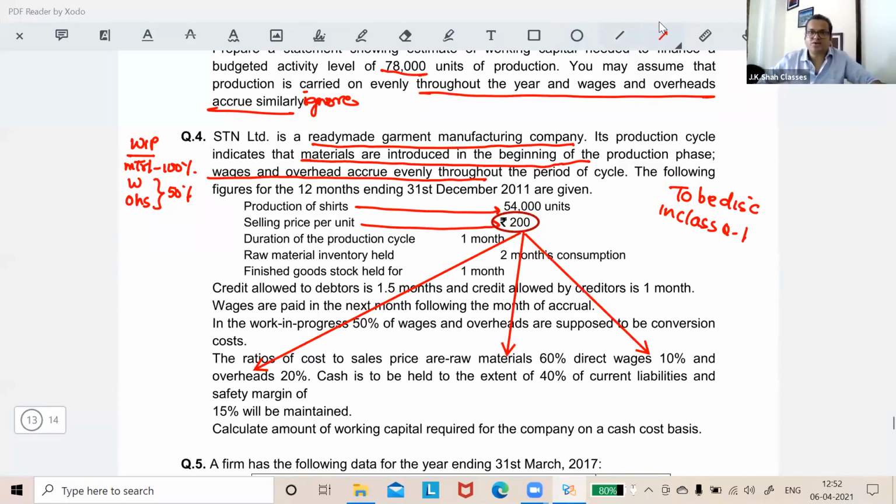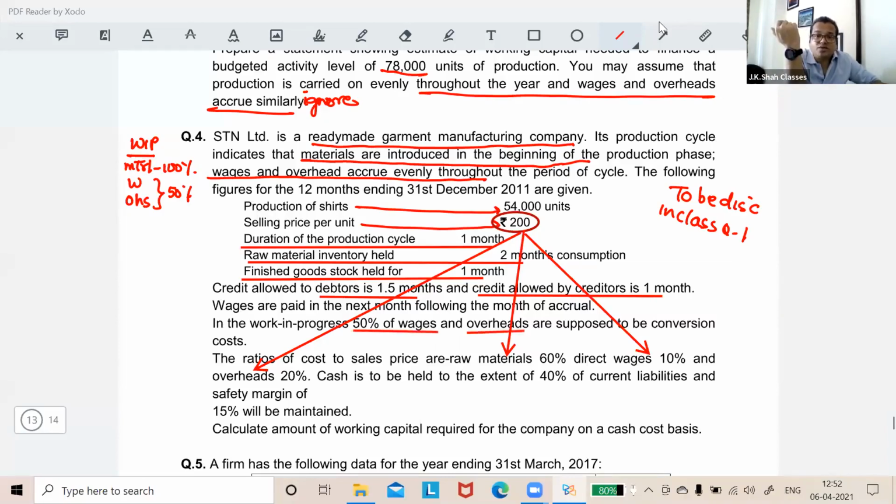WIP is 1 month; the duration of the production cycle is 1 month. Raw material holding is 2 months and finished goods holding is 1 month. Credit allowed to debtors is 1.5 months. Credit allowed by creditors is 1 month. Wages are paid in the month following the month of accrual, so 1 month delay, outstanding wages. In work in progress, 50% of wages and overheads is the conversion cost. Material is 100%, wages and overhead 50%, and these ratios are given.